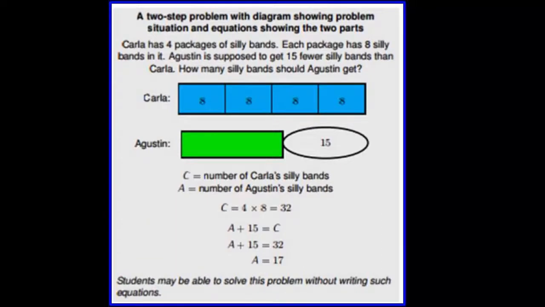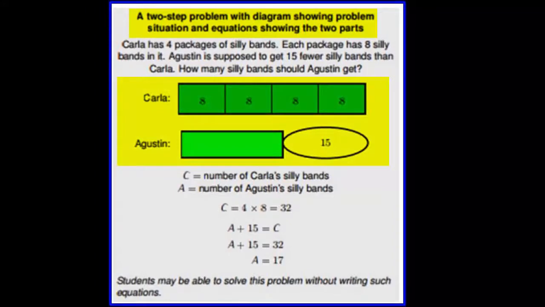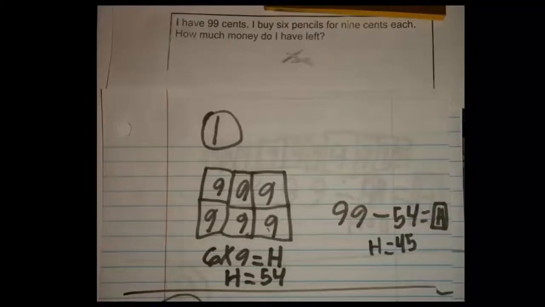This first example is solving a two-step problem using a tape diagram or model drawing. Notice the next example, this student chose to create a model drawing where he drew 6 boxes and put the 9 cents in each box. Then he used a letter to represent his unknown.